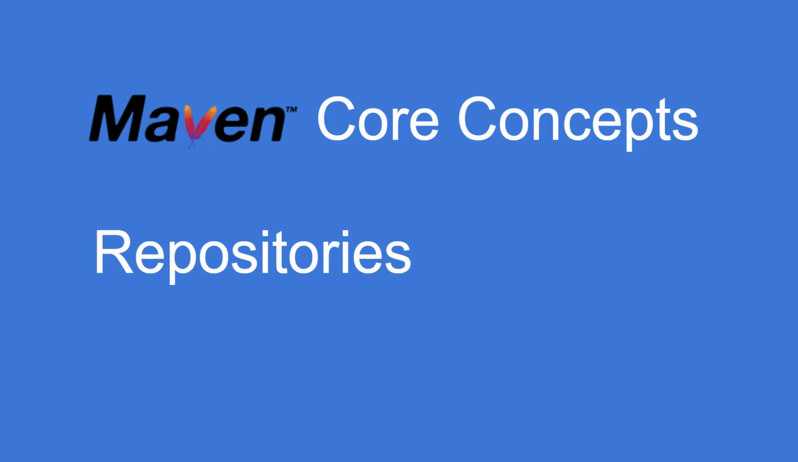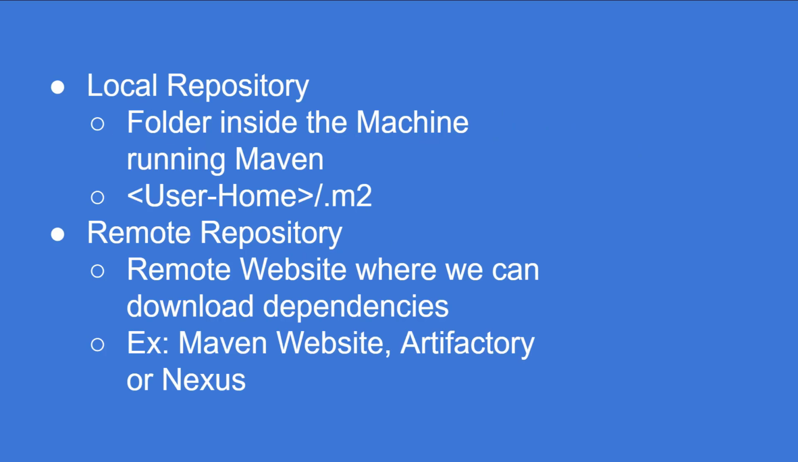So in the previous sections, we saw how Maven manages and automatically downloads the dependencies into our project. So the next question is, where exactly does Maven store these dependencies? Maven stores them inside a special directory called a repository. So we basically have 2 kinds of repository in Maven. The first one is a local repository. This is a directory or a folder inside the machine where Maven is running. The default location of the local repository is under the user home and inside the .m2 folder.